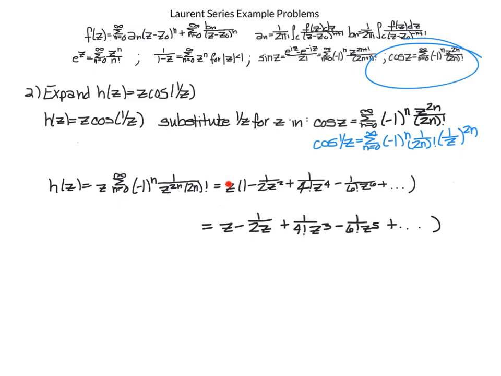And finally, multiplying our z in, we get this form here, this pattern, z minus 1 over 2z plus 1 over 4 factorial z cubed minus 1 over 6 factorial z to the 5th, and the pattern keeps going.